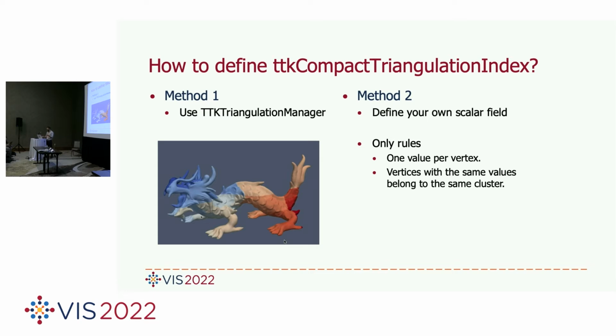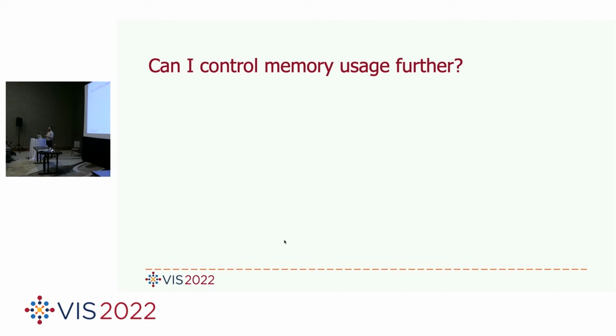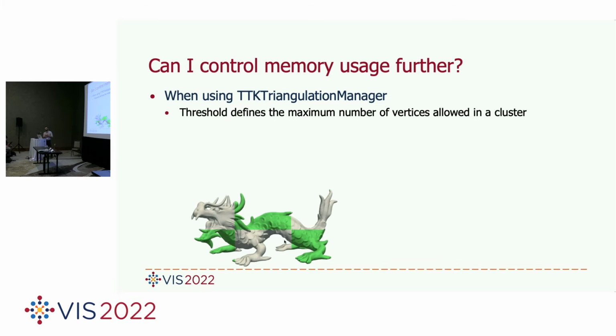Awesome. So a few more details, still from a user perspective, if you want to play around with memory and with compact triangulation, what are your choices? The idea here at the developing stage was not just to provide yet another data structure with more compressed or better performance, but also to provide the user the ability to tune and play around a little bit with the performance. So one thing that you can do, when you're using TTK Triangulation Manager to define this scalar field, is play with a parameter called threshold, that basically will define the size of the blocks that are being generated by the plugin.